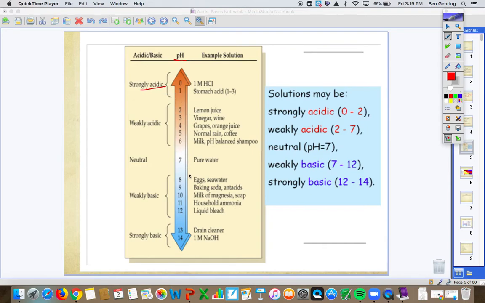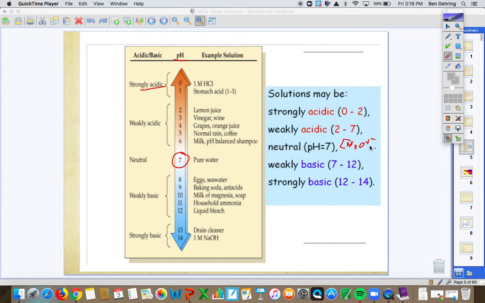And halfway between 0 and 14 is this magic number 7. 7 is pure water, the pH of pure water. At a pH of 7, you have equal concentrations of hydronium and hydroxide. I can't write off to the side, but hydronium is equal to hydroxide concentrations. That is your pH of 7.